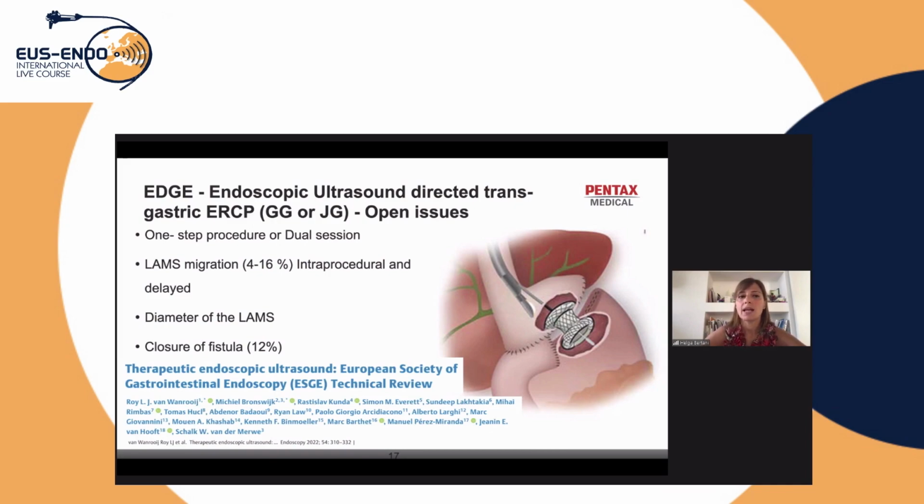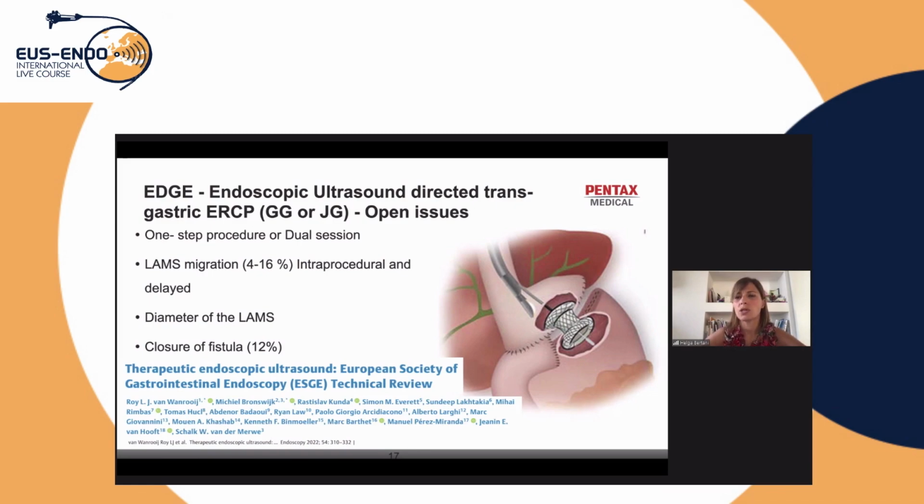Moreover, the risk of LAMS migration has been reported around 10%, but up to 16%, and is not only intra-procedure, but also delayed. And so the diameter of the LAMS is important because it is suggested to use a 15 millimeter or bigger LAMS. And in this type of procedure, the 20 millimeter is preferred in order to reduce the risk of migration during the procedure.